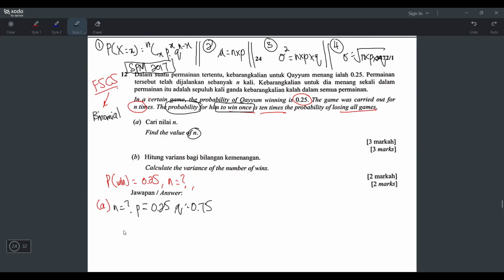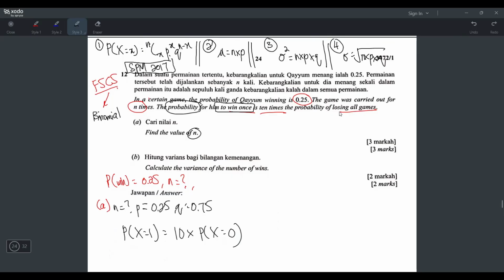The probability of him winning once is P(X = 1). Correct? Because now your probability of success is the probability of winning. So the probability of him winning once will be P(X = 1), which is 10 times the probability of losing all games. So 10 times losing all games will be P(X = 0), because your probability of success is the probability of winning.